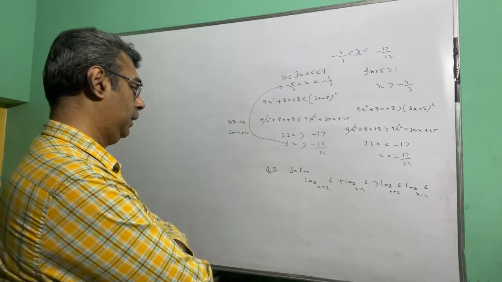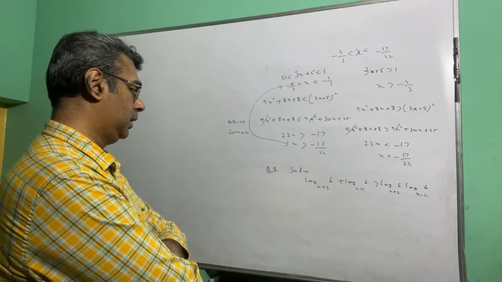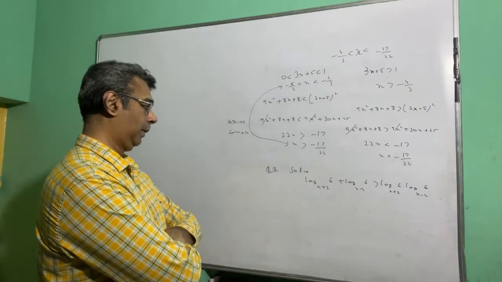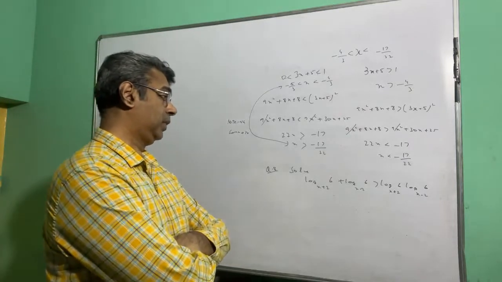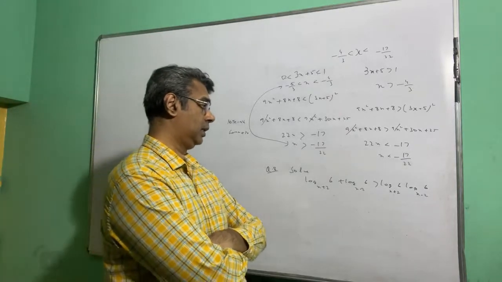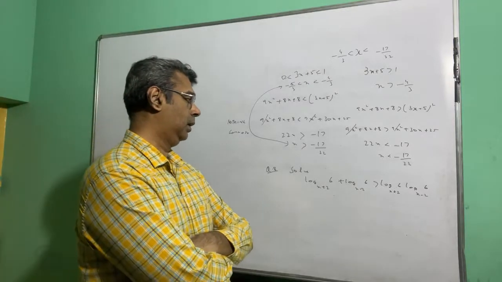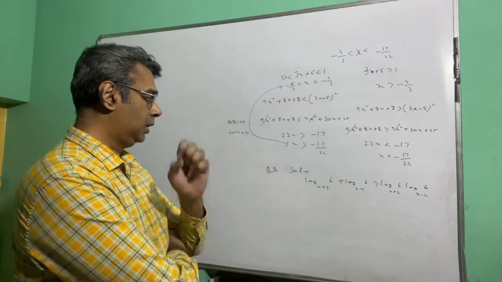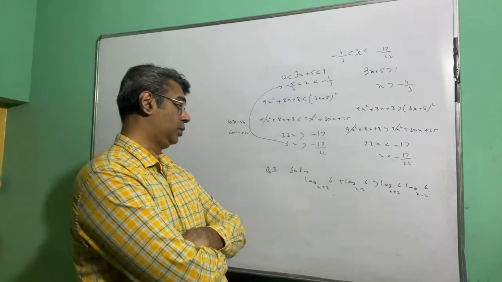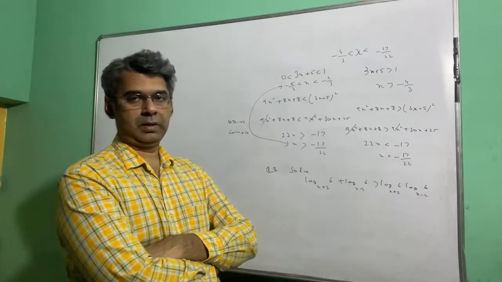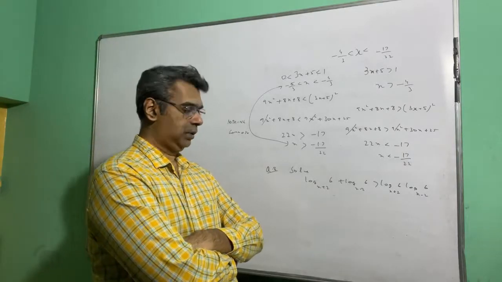Solve question number 8. Solve log 6 to the base x plus 2 plus log 6 to the base x minus 2 is greater than log 6 to the base x plus 2 into log 6 to the base x minus 2, right? So in this question we are having logs to the base either x plus 2 or x minus 2, right? So how do we do this kind of a question?